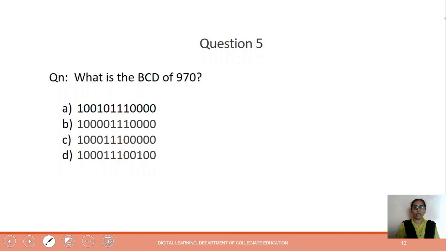Next, what is the BCD of 970? Decimal number is given, and corresponding to each decimal digit write the 4-bit BCD code. So for 9 we will have 1001, and 7 is 0111, then 0 is 0000. So A is the correct answer.